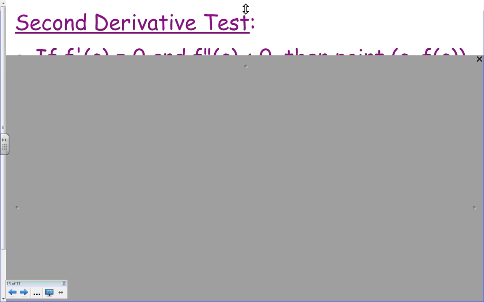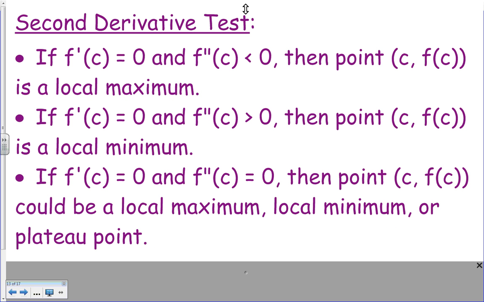One last concept that we need to talk about here is the second derivative test. I guess I'll go ahead and show you the whole second derivative test here. The second derivative test actually shows you how you can use both first and second derivative to tell you whether you have a maximum or a minimum. So the second derivative test says this: if f prime of c is equal to 0 and f double prime is less than 0, then the point c, f of c, is a local maximum. On the other hand, if f prime of c is equal to 0 and f double prime is greater than 0, then the point c, f of c, is a local minimum.